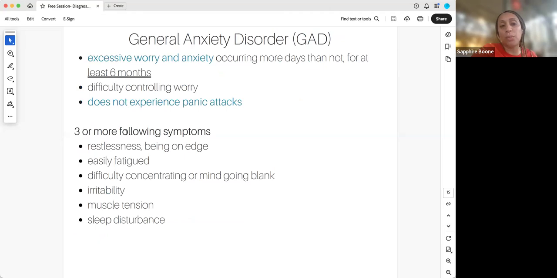And with GAD, it's 3 or more of the following symptoms. And it's worry about everything. It's not necessarily worry about a specific thing, but multiple things. The person is generally worried about these different things, right? Where we know there are other anxiety disorders that are more specific, where the anxiety is just for certain situations.